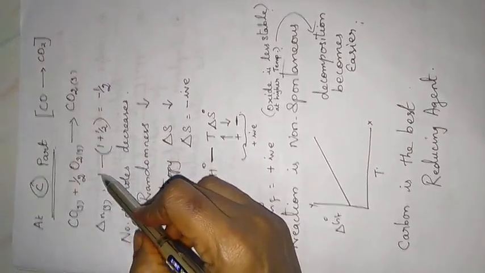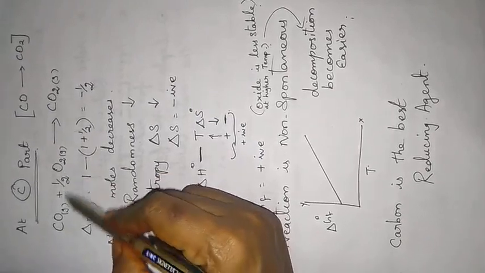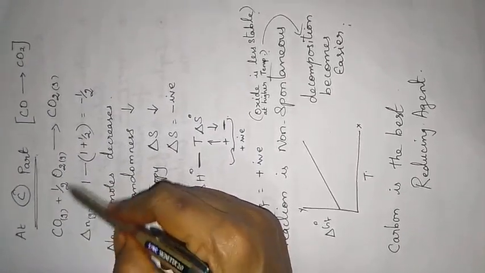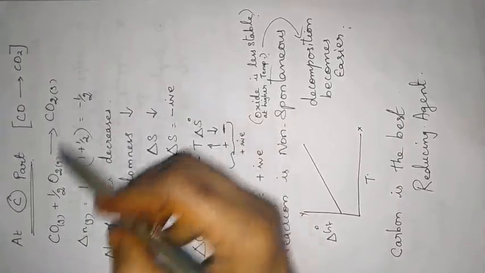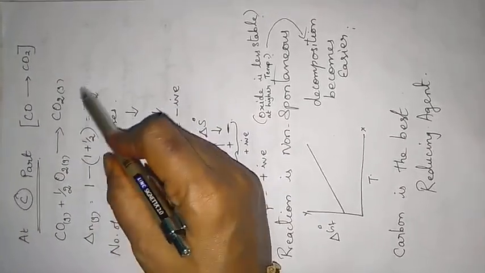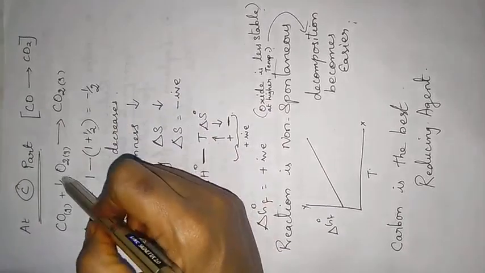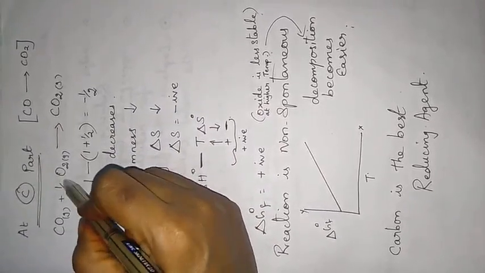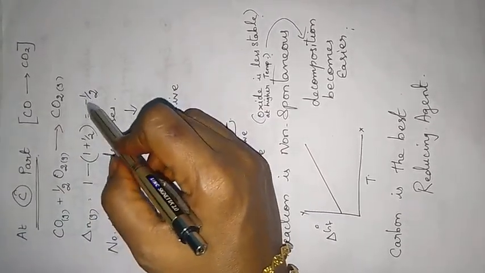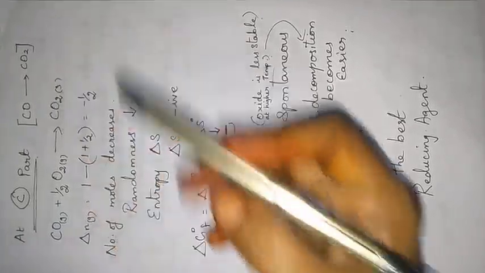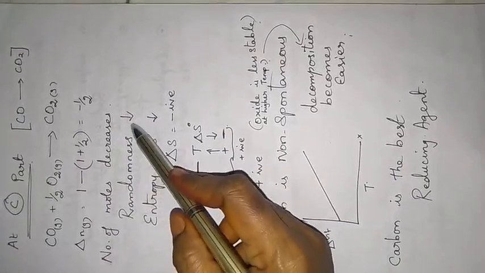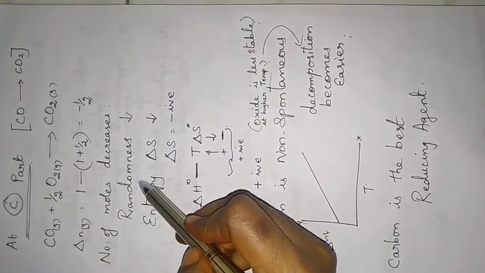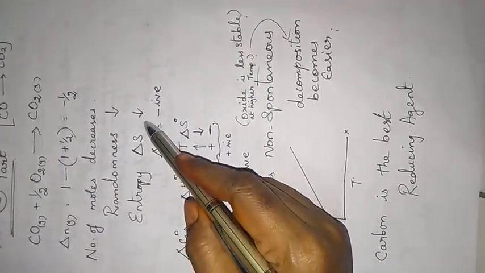That is the number of moles of product, 1, minus the number of moles of reactant. Both are gaseous molecules. So 1 minus 1 plus half, equal to minus half. Here the number of moles decreases, minus half. From the reactant to the product, the number of moles decreases. So when the number of moles decreases, randomness also decreases. If randomness decreases, entropy also decreases.